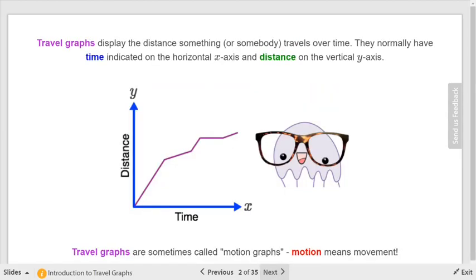If you look at the graph, the y-axis always tells what thing? Distance. Excellent. And the x-axis is the time, and the time can be measured in different units.